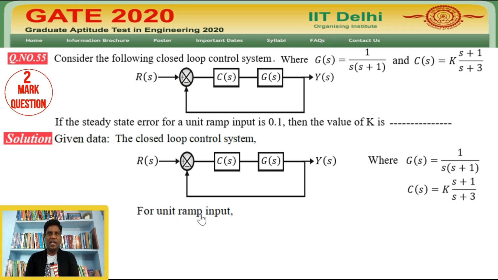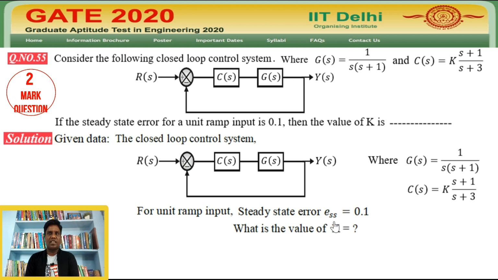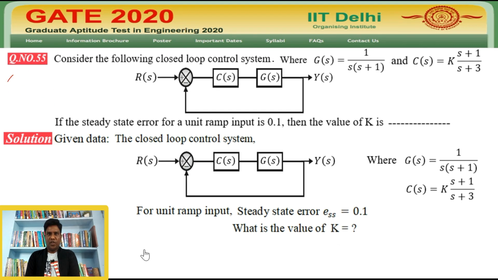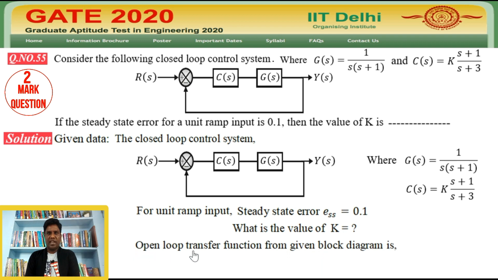For unit ramp input, the system produced the steady state error ESS equal to 0.1. Then what is the value of the error constant K produced by the system? First, we want to find the open loop transfer function equation from the given block diagram, that is, the OLTF equal to G(s) into C(s).